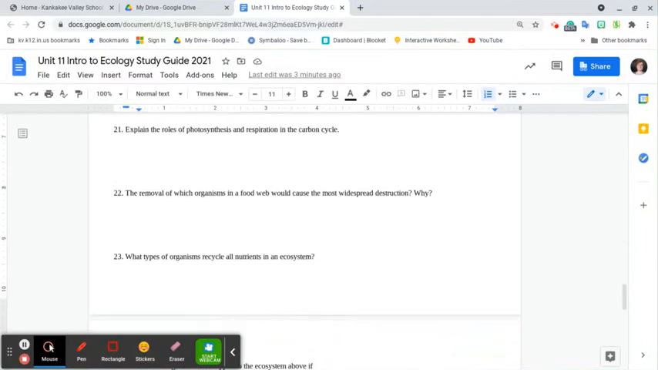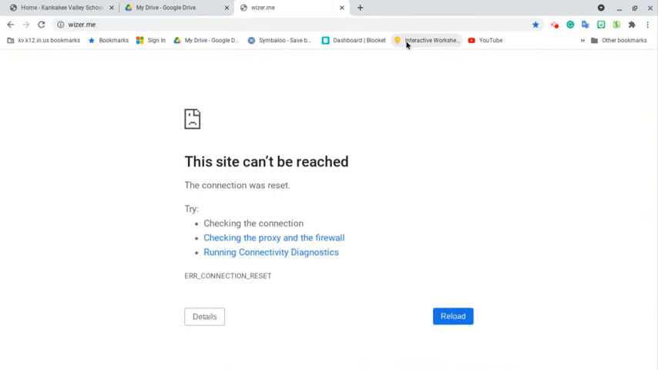Explain the roles of photosynthesis and respiration in the carbon cycle. This is where the Wizard Me carbon cycle practice could come in handy. So if you happen to have done that, great. If you haven't done it, why don't you go to Wizard Me.